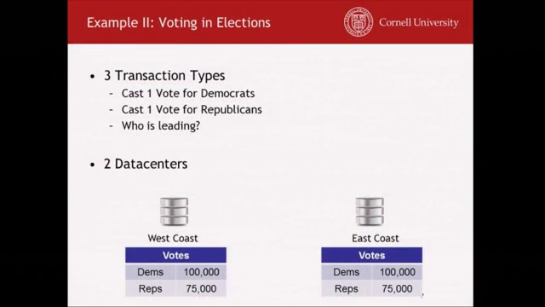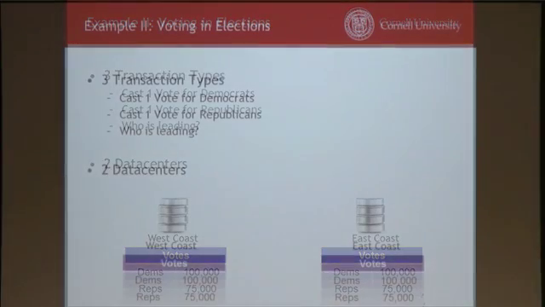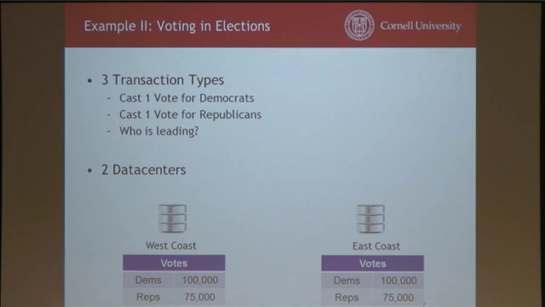Furthermore, let us assume that this is a nationwide election, and I'm replicating this votes table across 2 data centers, one in the East Coast and one in the West Coast. And also that the initial state of the database is that the Democrats are leading the Republicans by around 25,000 votes. So what happens if we execute these transactions under strong consistency?